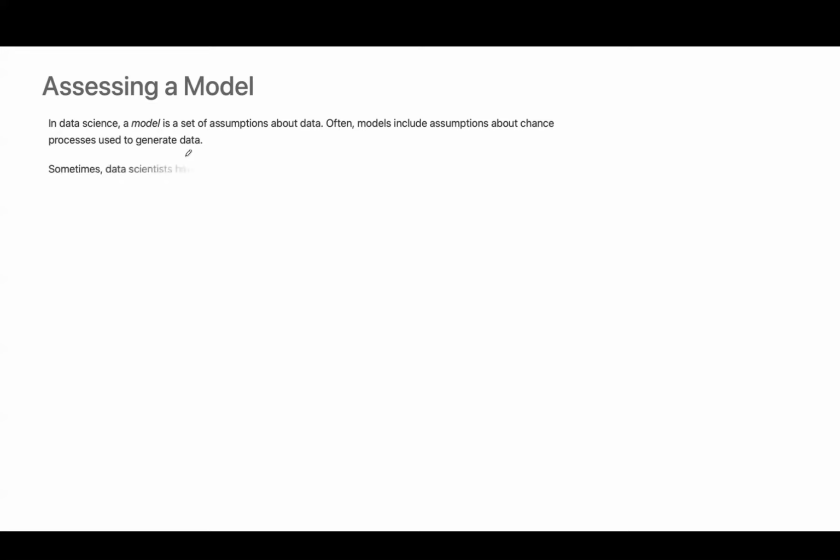How do we assess a model? In data science, a model is a set of assumptions about data. Often models include assumptions about chance processes used to generate data itself. Sometimes data scientists have to decide whether or not a model is good or not. In this section, we will discuss an example of making such decision.